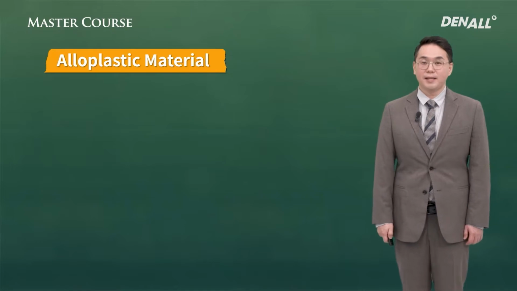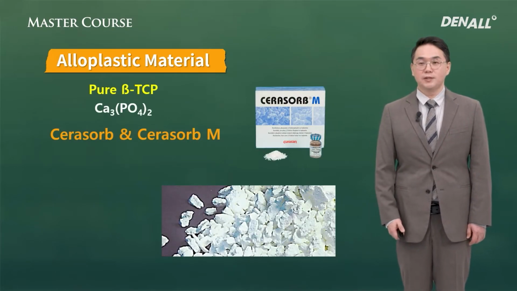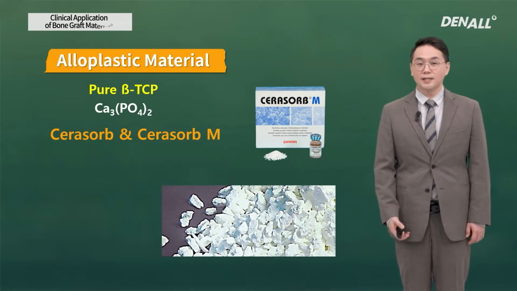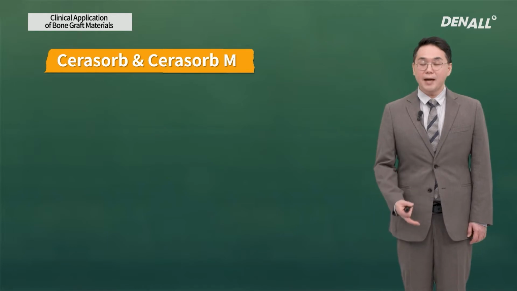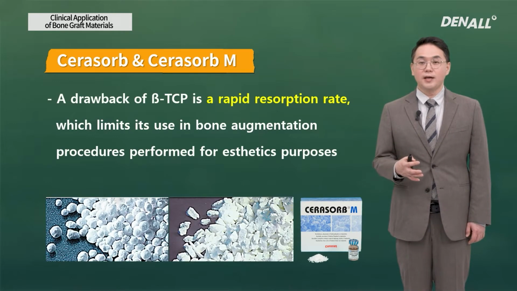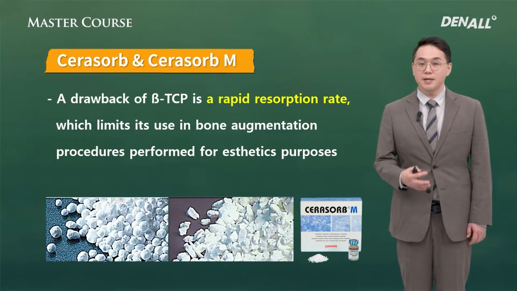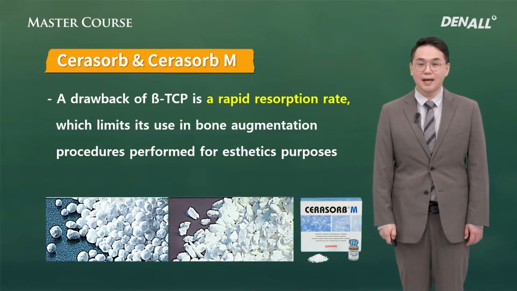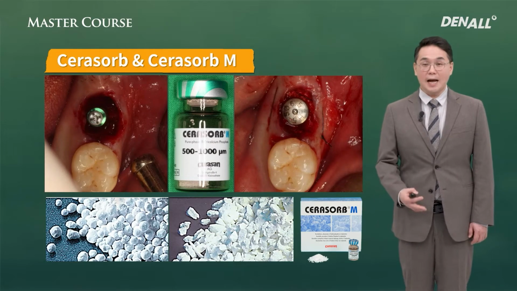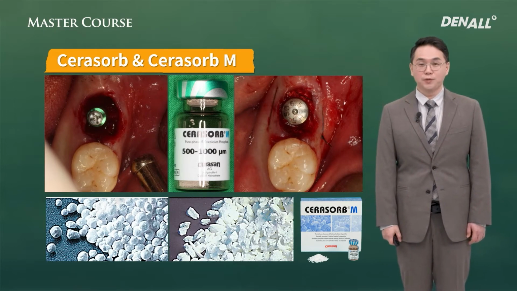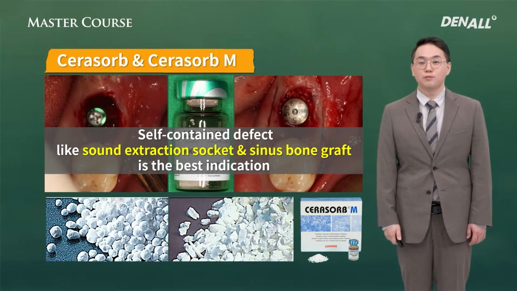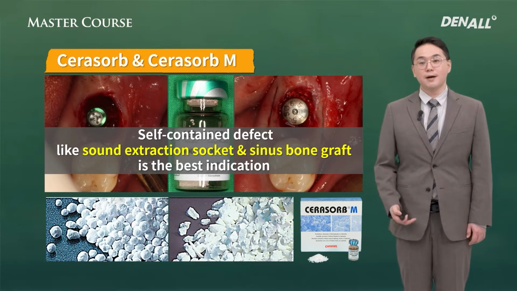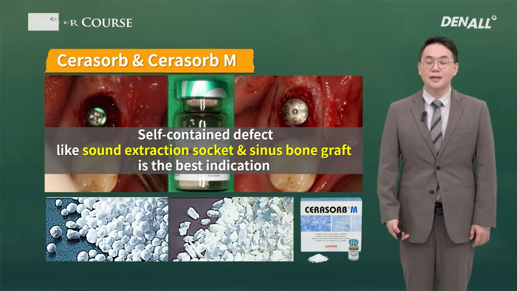I will explain it simply. ß-TCP, the chemical formula is very simple, so it can be resorbed very fast. Due to fast resorption, it is not good for GBR in the aesthetic region due to the instability of the volume in the long run. It can be used in a self-contained defect for fast bone regeneration, or where allograft is hard to obtain. Locally, allograft can be used quite a lot, but I don't really like to use it.